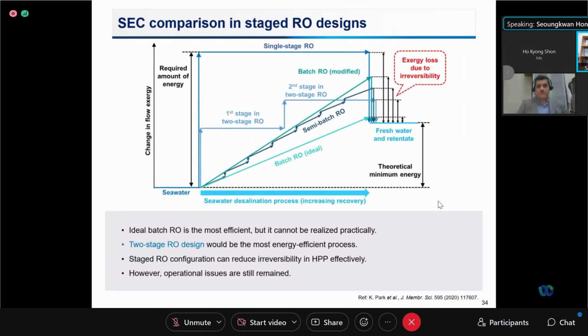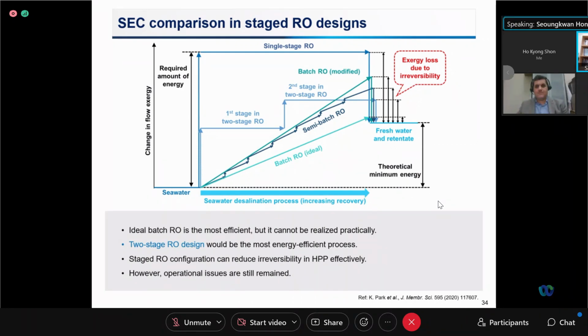This slide shows an SEC comparison of multi-stage and batch RO designs. In this figure, the y-axis represents change in flow exergy of the RO design, and the x-axis describes the recovery of the seawater desalination process. Under ideal conditions, batch RO equipped with a variable feed volume consumes the lowest energy, close to the theoretical minimum energy required for desalination, due to minimized irreversibility of batch operation.